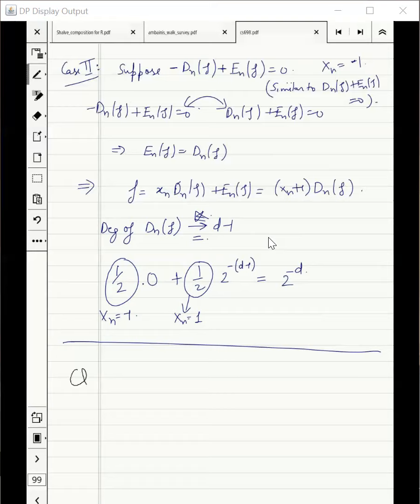What have we proved? If the degree of f is equal to d, this implies the probability that f(x) is not equal to 0 is at least 2 to the power minus d. Now, how is it important? This is the question we are asking. Do you remember what we wanted to prove in the beginning? What are we proving? Degree is at least omega of log n. Right, good.